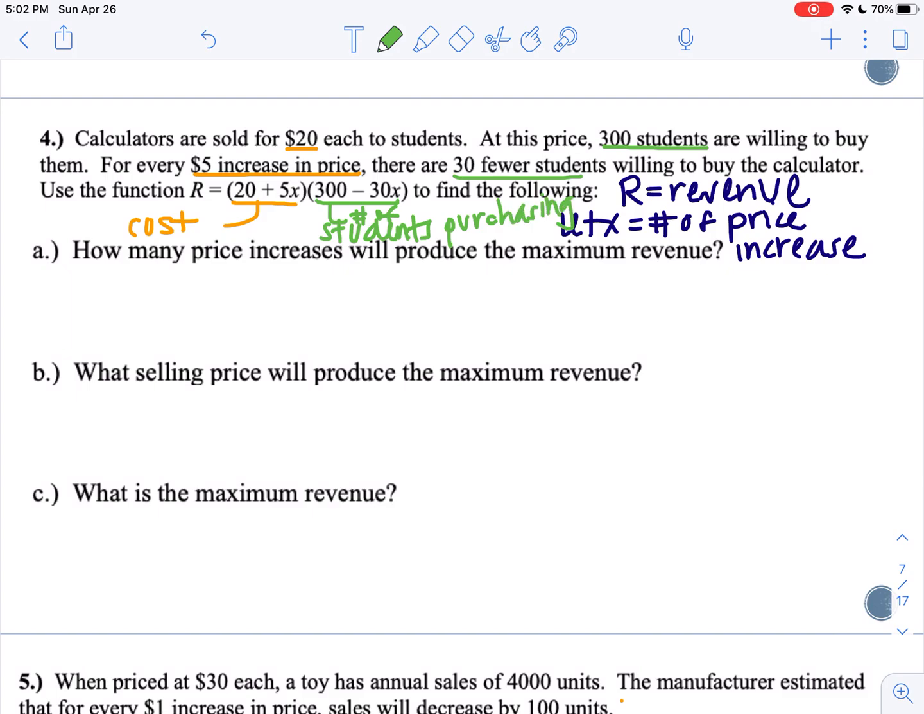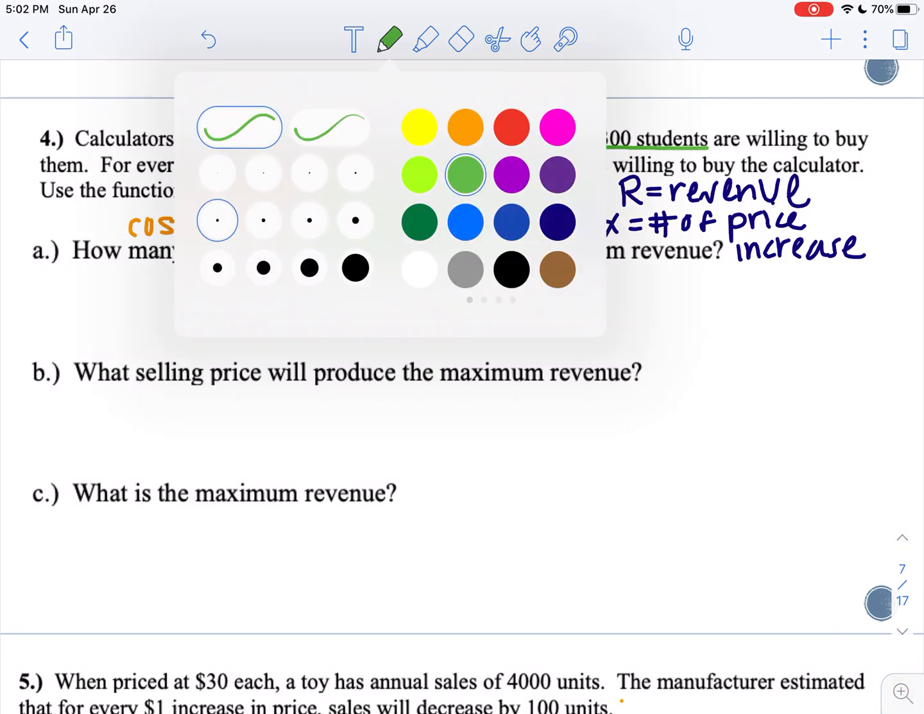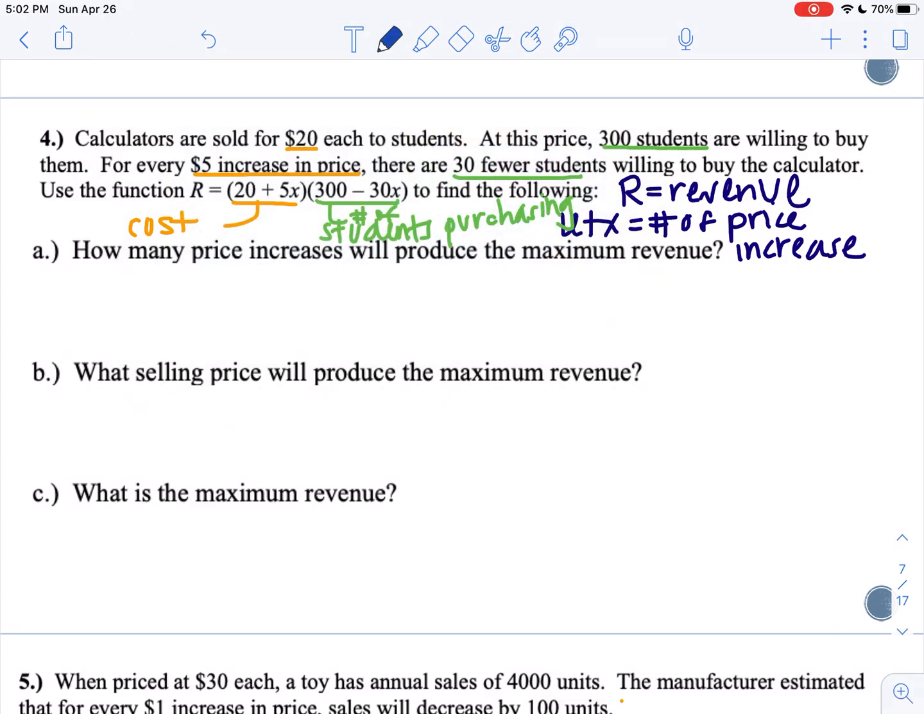Okay, let's get to our first example now. I'm going to switch over to blue. In part A, it says, how many price increases will produce the maximum revenue? So they're asking for two things that I'm going to pull out of this question. How many price increases? So I'm going to solve for x, and they're asking for the maximum revenue. Whenever I see maximum revenue, I'm thinking the vertex. At what point is it going to hit that topmost point?